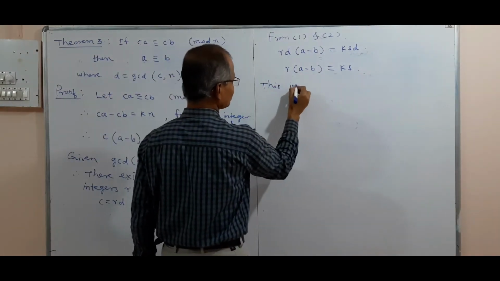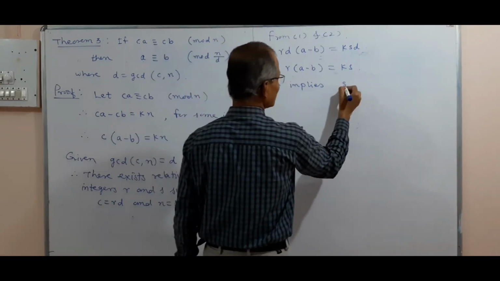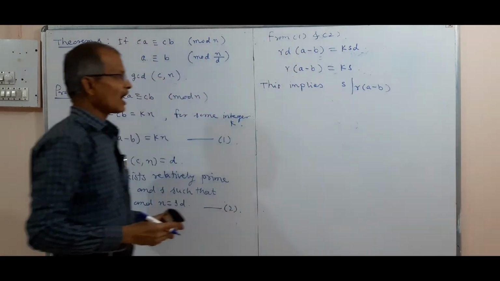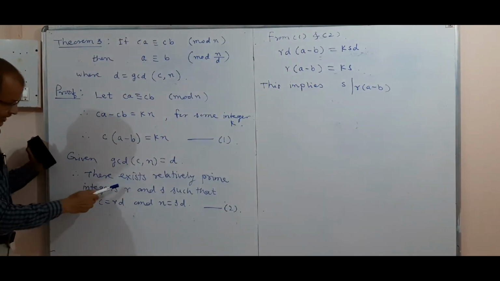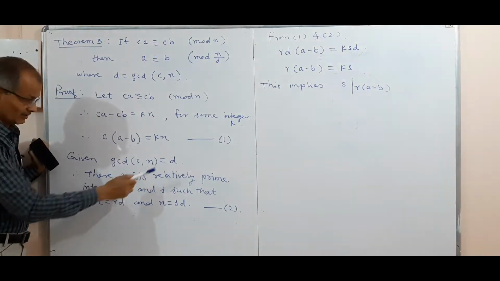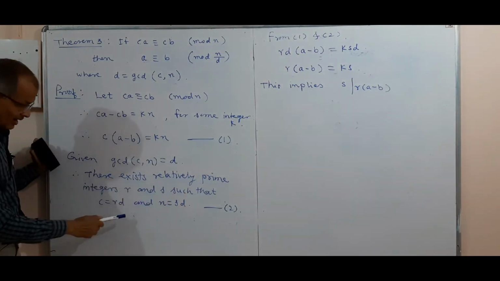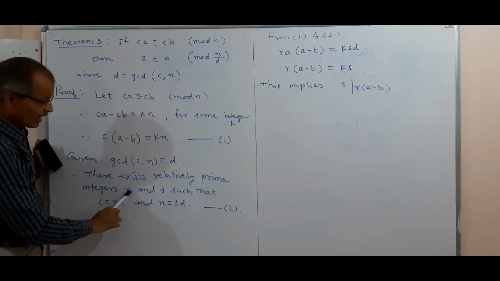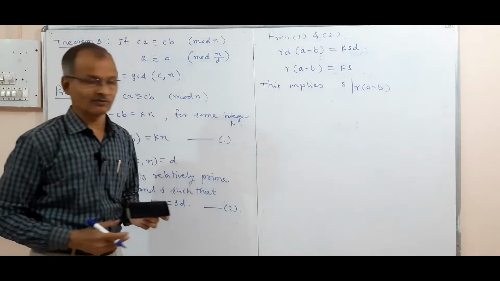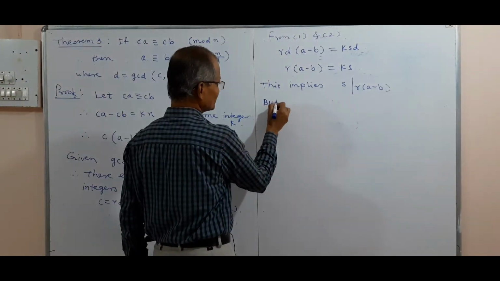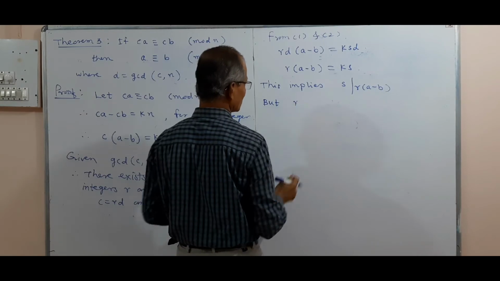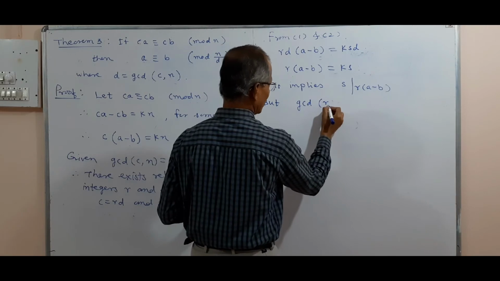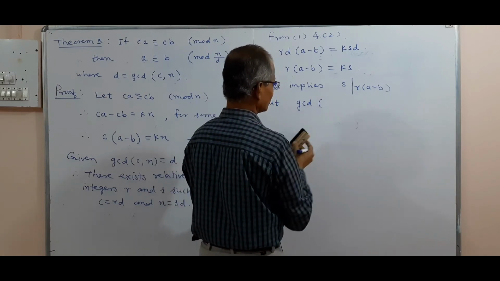This implies S divides R into (A minus B). But you see, R and S are relatively prime because of this greatest common divisor. We have C equal to RD and N equal to SD, and R and S are relatively prime, which means the GCD of R and S is 1.